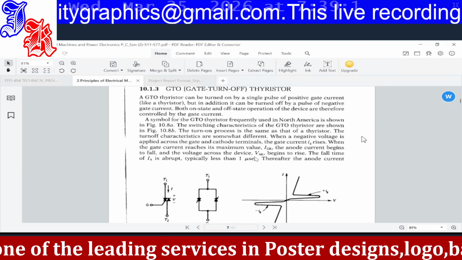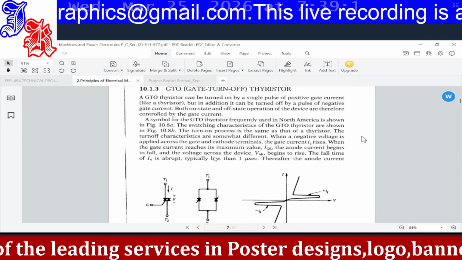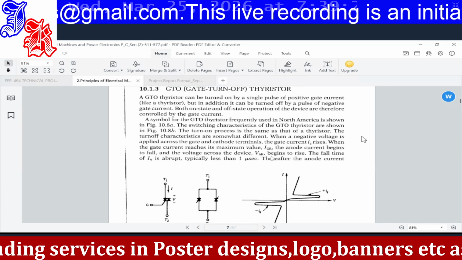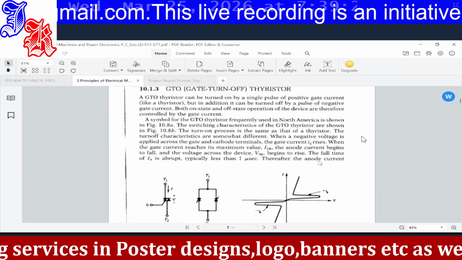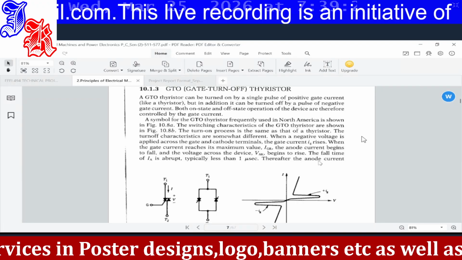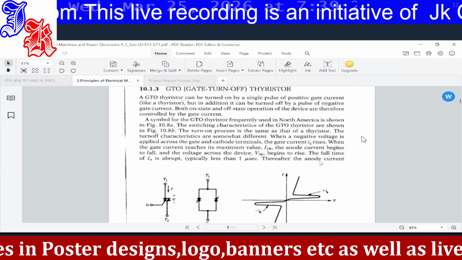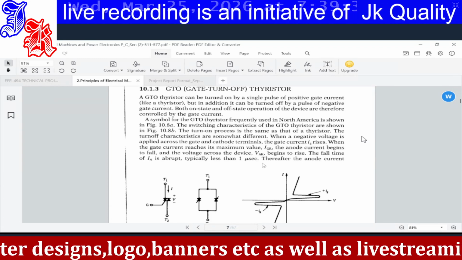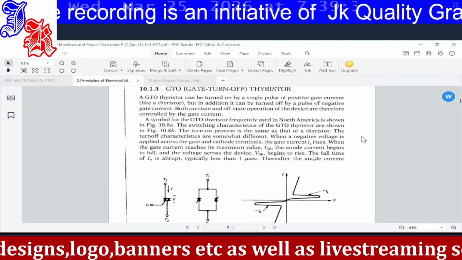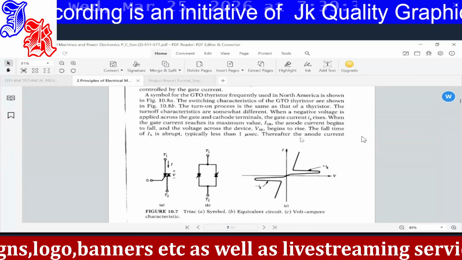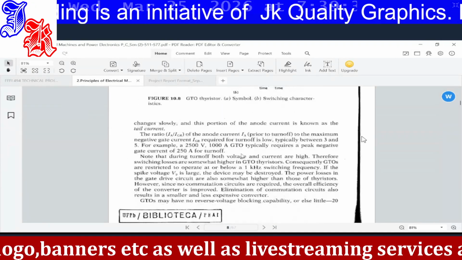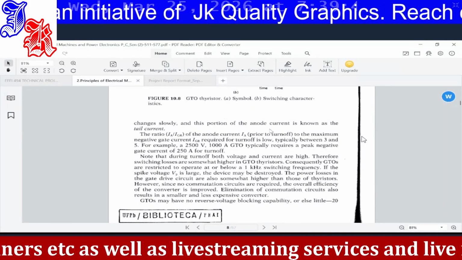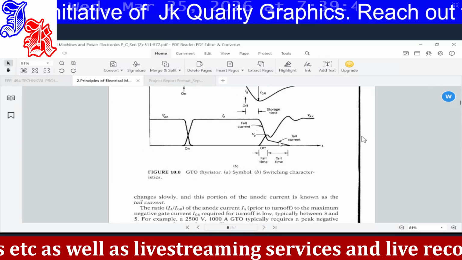and the device switches off. The moment the anode current is reducing, the voltage across the device begins to rise, or the potential difference within the junctions begins to increase. And so at some point the depletion layer will be very big with no flow of current, and therefore the device will turn off. Therefore, the anode current changes slowly. This portion of the anode current is known as the tail current.